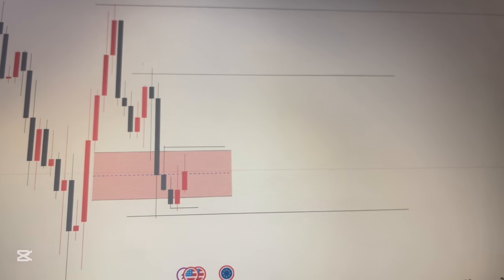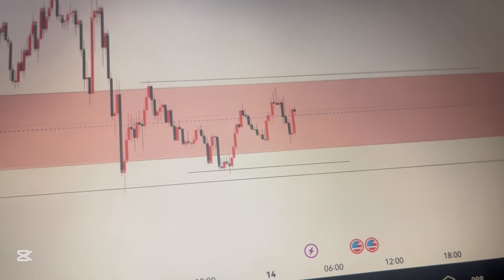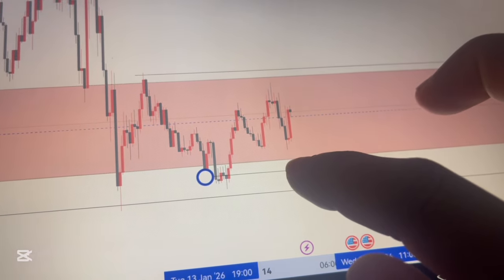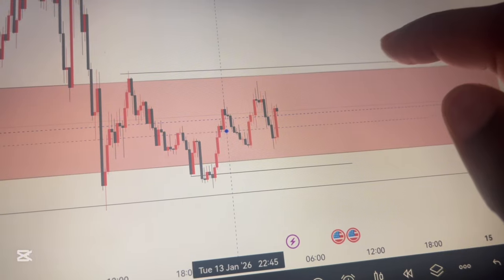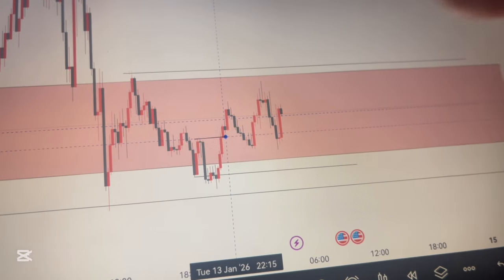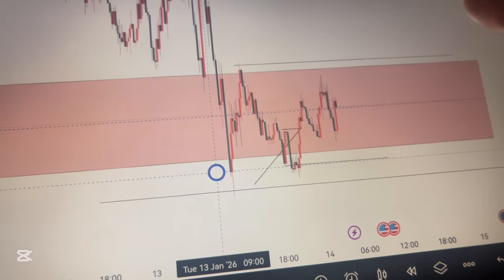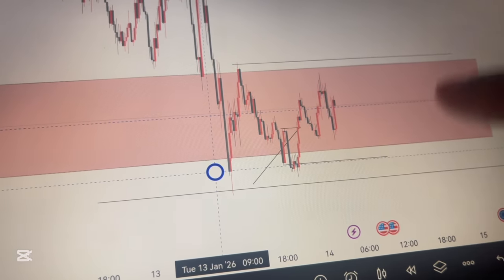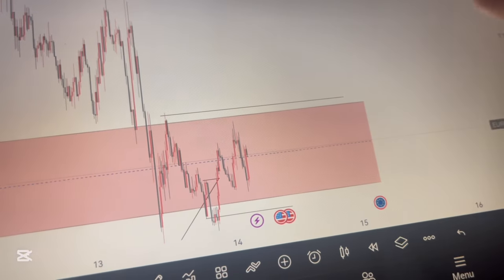So this is my CRT that just formed here, and when I go to the 15 minutes time frame, I want to see a liquidity sweep, a change in character, and a fair value gap. So this is my liquidity sweep here, and this right here is my change in character, and price tapped into a fair value gap. So basically this is my idea behind this trade.